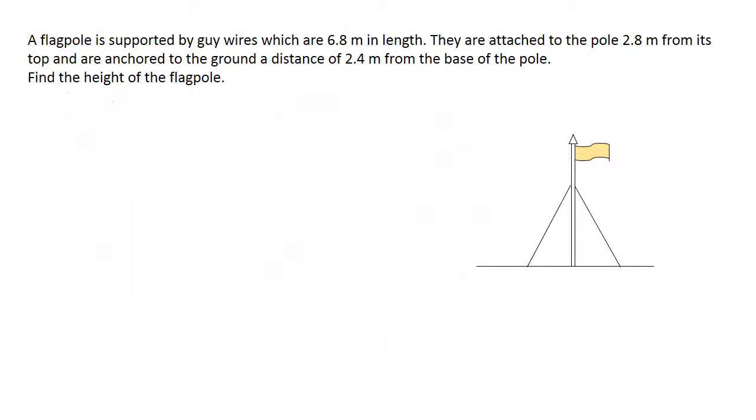In this example, a flagpole is supported by guy wires which are 6.8 metres in length. They are attached to the pole 2.8 metres from its top and are anchored into the ground a distance of 2.4 metres from the base of the pole. We need to find the overall height of the flagpole. It's sometimes best, if you're working with a complicated diagram, to redraw the diagram off to the side.